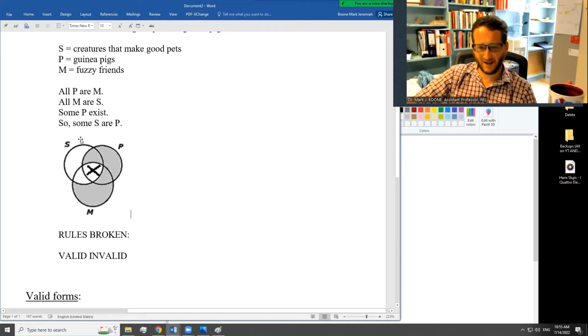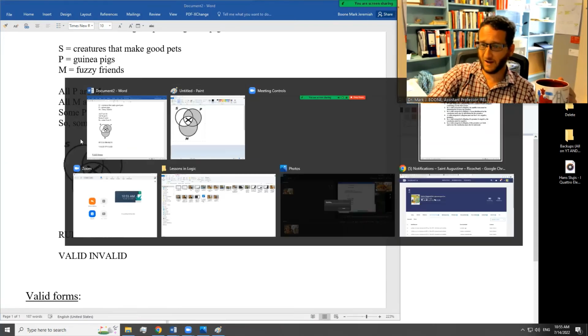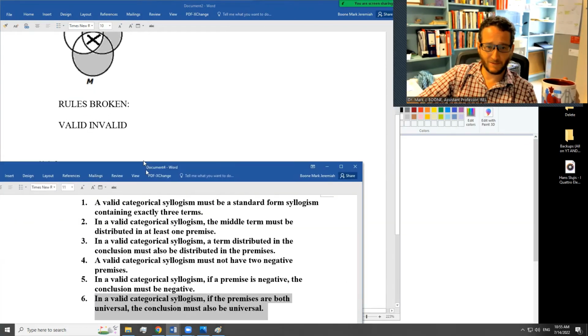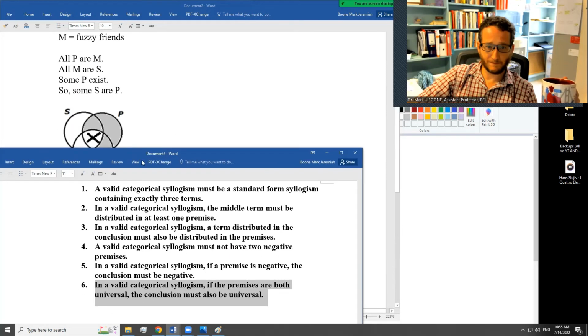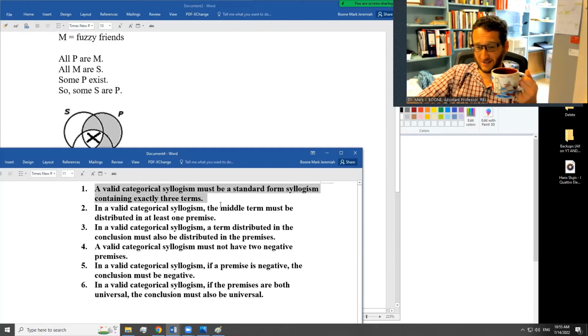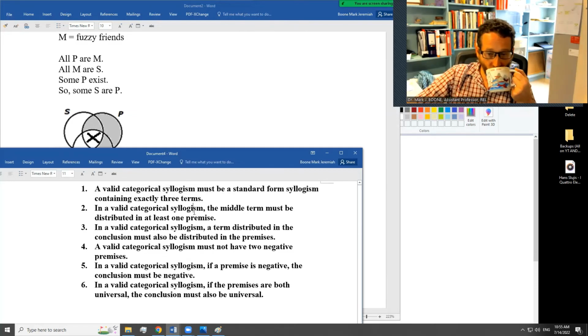Or can we even apply the rules method? Let's see. Standard form syllogism containing 3 terms. No, technically not a syllogism. So this rule doesn't even apply. But at any rate, it's not broken. Middle term distributed in premise, no problem, still distributed in premise 2. In fact, all these rules are fine, I think, except 6, but we'll get to 6 in a moment.